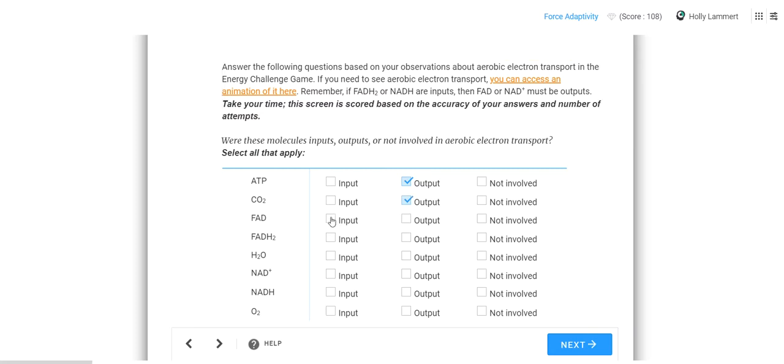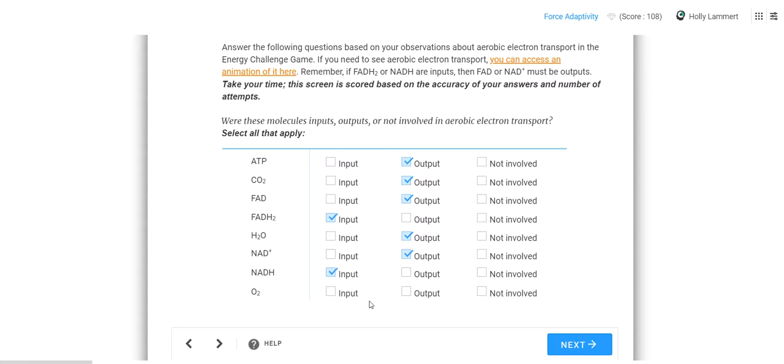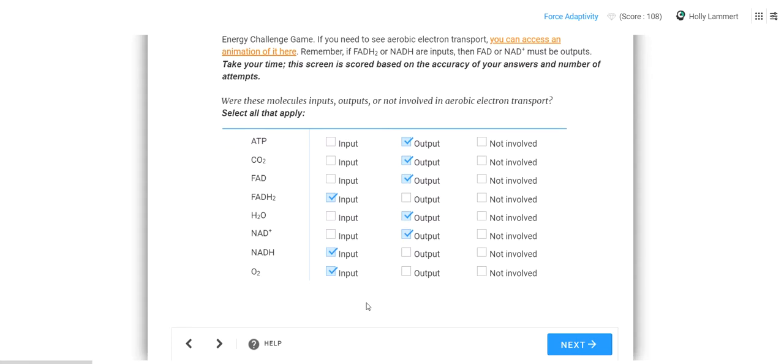FAD came out, FADH2 went in: full bus came in, empty bus came out. H2O came out. NAD plus, that's the empty bus, came out. NADH, that's the full bus, came in, full of electrons. O2 was used in order to make H2O, and we already marked that there. CO2, yeah, not involved here in this process.